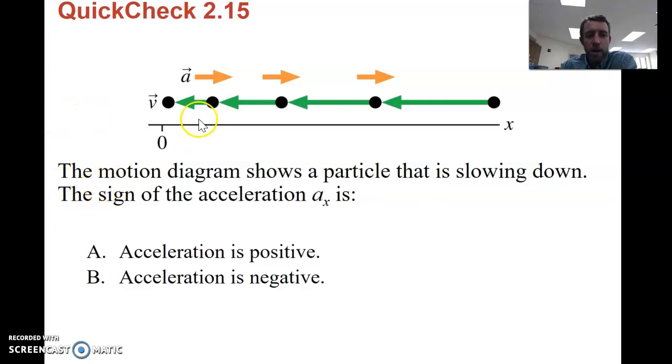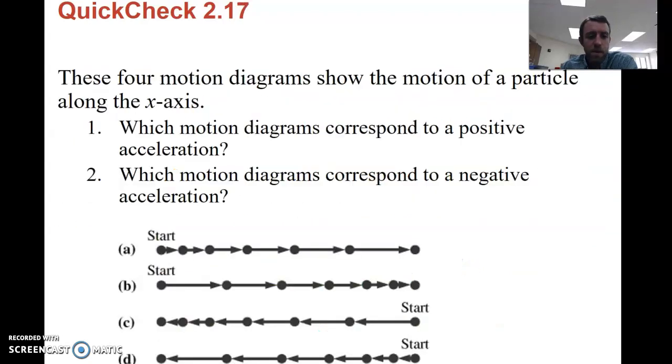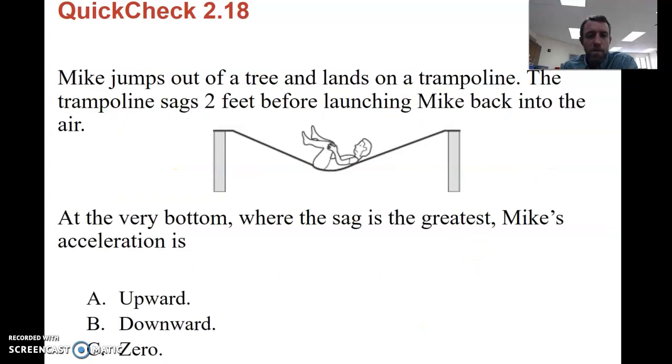So here we have a motion diagram. It's object moving to the left and slowing down. Acceleration positive or negative? Well, of course, it's positive. The arrows really give it away, but if you use one of the other methods, then it can confirm that for you. I don't like these. I'm going to move on from here. It's too busy. Same. All right, here we go.